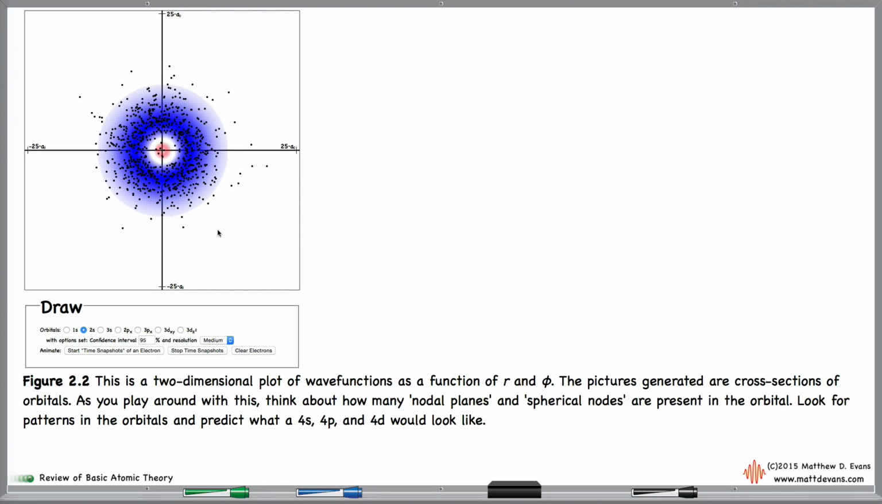All right, so I'm not going to wait for this to finish. It's going to plot probably ultimately, I think I have it set to 10,000 electrons, so I'm not going to wait around for that. So I'm going to stop this and clear this. All right, so that's a 2s. Let's take a look at a 3s.